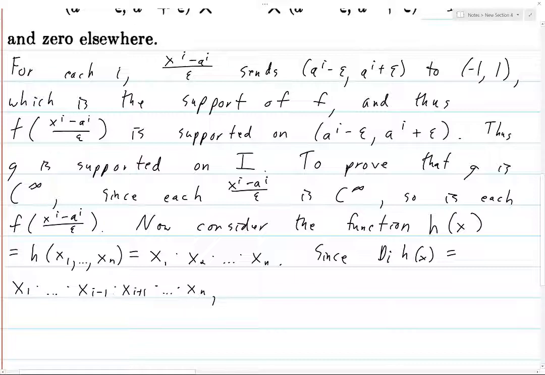And of course, this is assuming that i is strictly greater than 1 and strictly less than n. If i equals 1, then you would just have x2 times x3 times all the way up to xn. And if i is equal to n, then you would have x1 times x2 times all the way up to xn minus 1. So anyways, dih of x equals this.